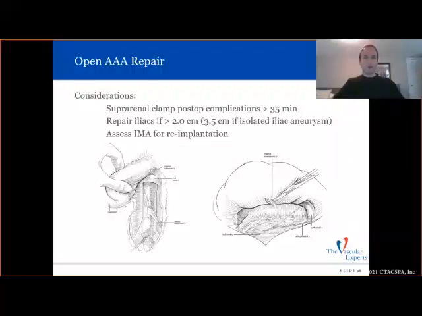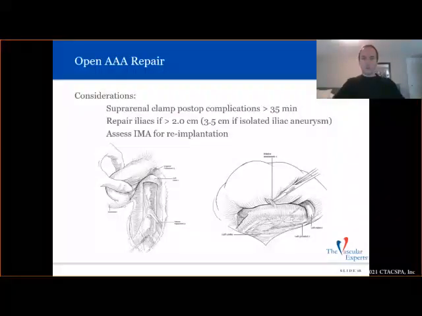For the open repair, the considerations are the ischemia to the organs that are distal to your clamp. So suprarenal clamp time, you want to keep it less than 35 minutes.